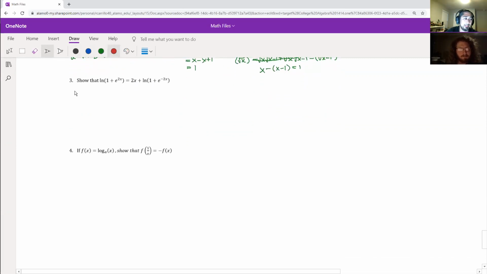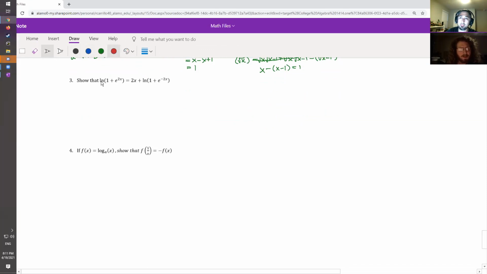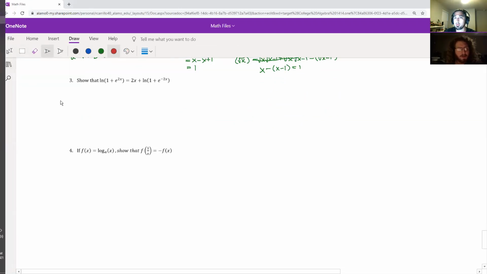Okay. So we want to show that the natural log of 1 plus e to the 2x is equal to 2x plus the natural log of 1 plus e to the negative 2x. So I guess what I would start with would be, choose a side and go for it. I'm going to start with the left side.